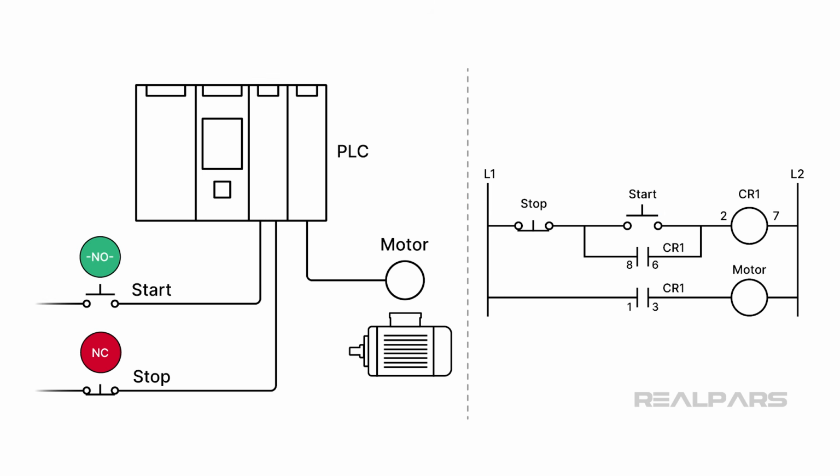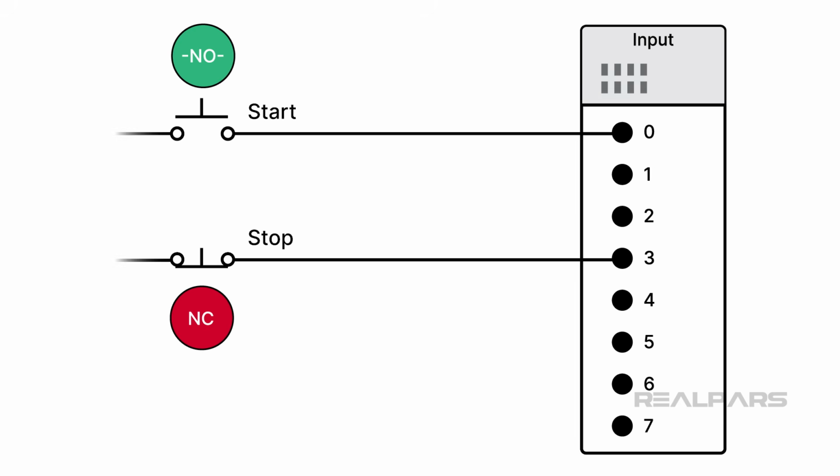Let's look at how PLCs and ladder logic perform the motor stop-start action. We still need the stop and start buttons, but say goodbye to the control relay CR1. The stop and start switches are no longer wired together. Each switch is connected to a separate input on the PLC. This is oversimplified, but you probably get the picture.